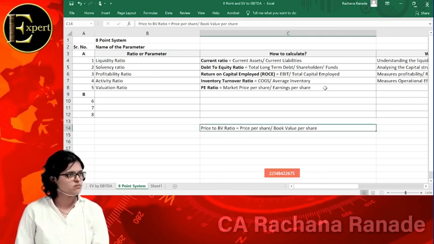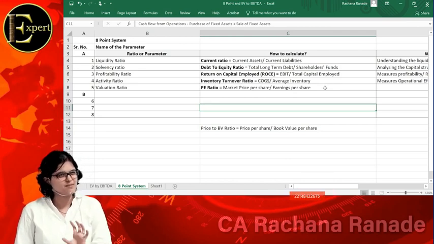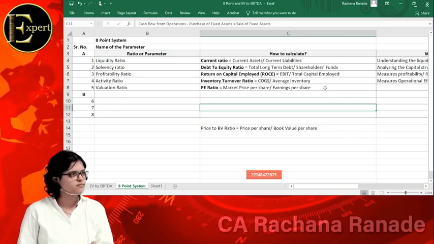Have you written this down? Book value per share? Anyways, I'm telling you. Okay, good that we are knowing this. Simple ones, I'm telling you the calculation also. Otherwise, this is also available ready-made.